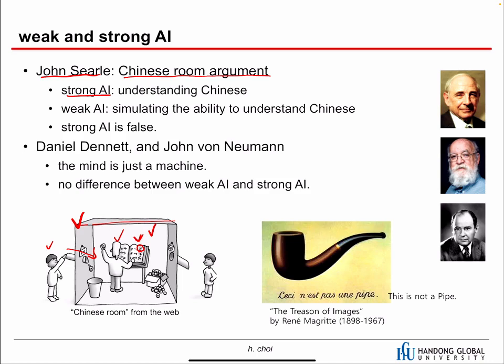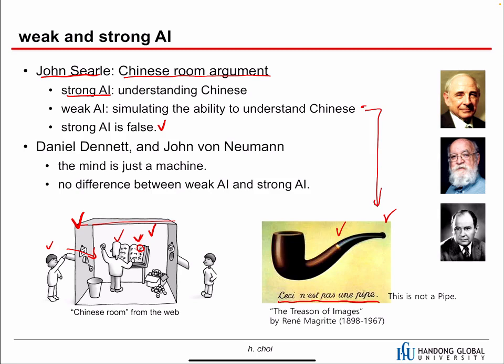Based on his argument, he said strong AI is false. We cannot build a strong AI. The difference between strong AI and weak AI is based on understanding: strong AI understands something, weak AI simulates something. If you look at this figure, this artist drew a pipe and said this is not a pipe. I think there is some kind of analogy between these two arguments. This is not a pipe, this is a picture of a pipe.